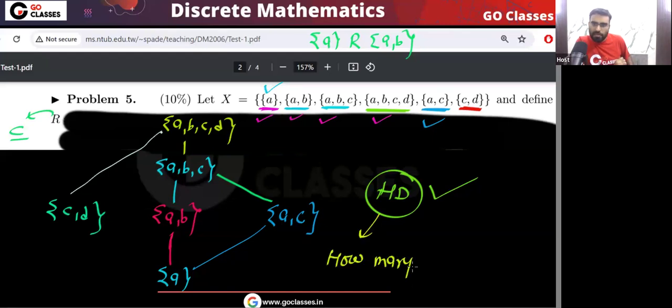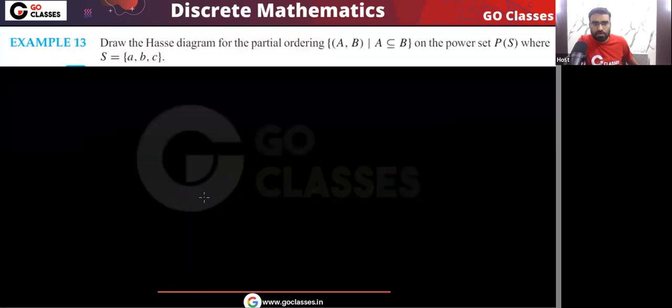In the hash diagram, how many edges? I am asking the number of edges in the hash diagram. So you can easily see 1, 2, 3, 4, 5, 6. Total 6 edges are there. Okay. Very good. Now let's move on.